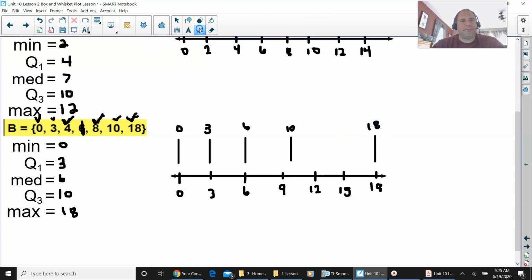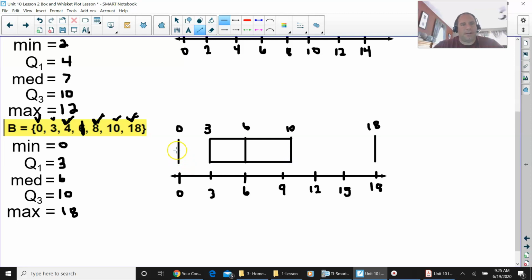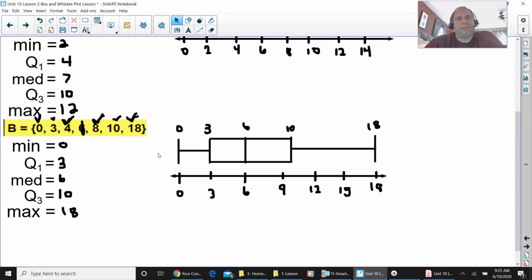So now I'm going to just connect the quartiles just like that, and just like that. And I'm going to connect the quartile 1 out to the min, and then the quartile 3 out to the max. Just the way you see it. And that is my box plot. Right? Not too bad. It's not very difficult.